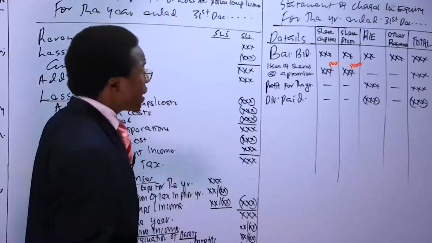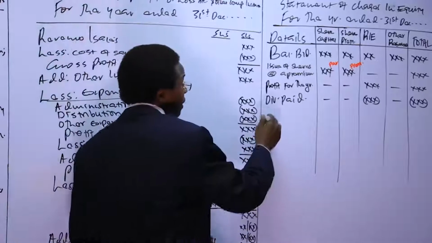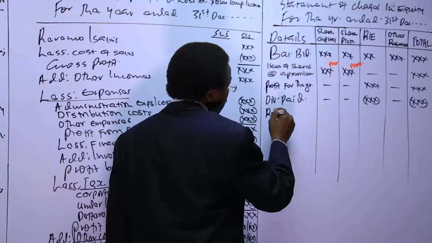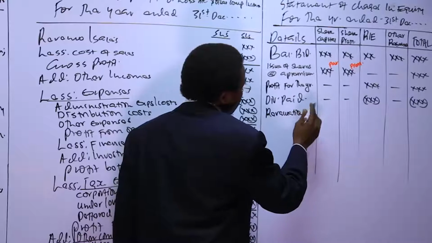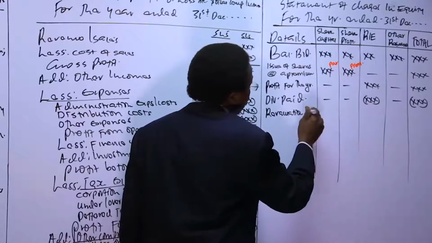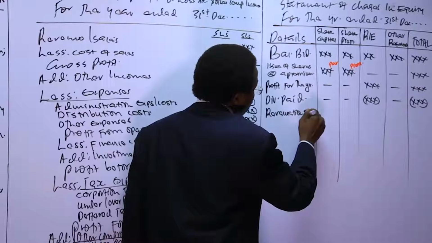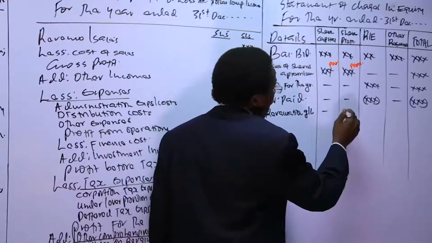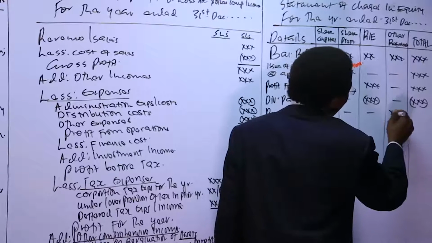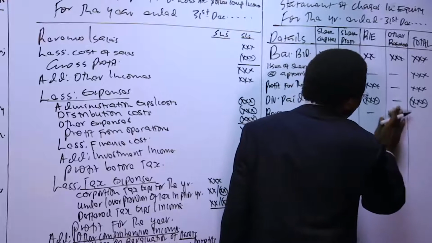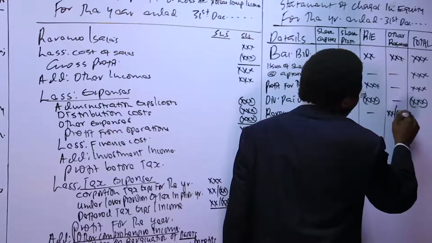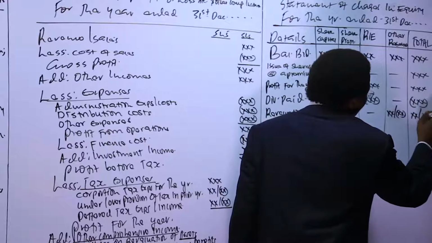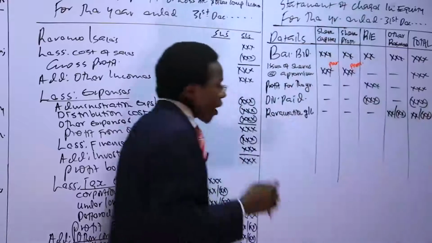Then apart from that, we may have a revaluation surplus, or let me just say gain or loss, so that we have the two. We may have a revaluation gain or loss. Maybe it's a gain, or it may be a loss. So you bring it here as well, then you subtract that accordingly.